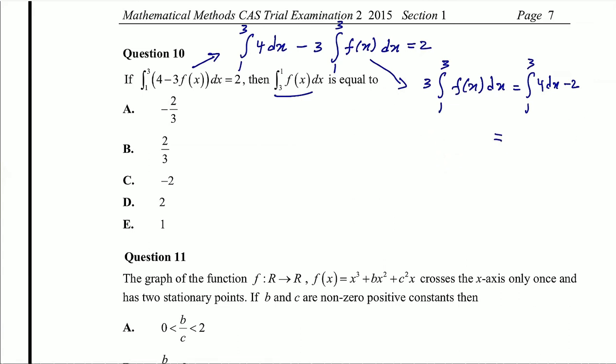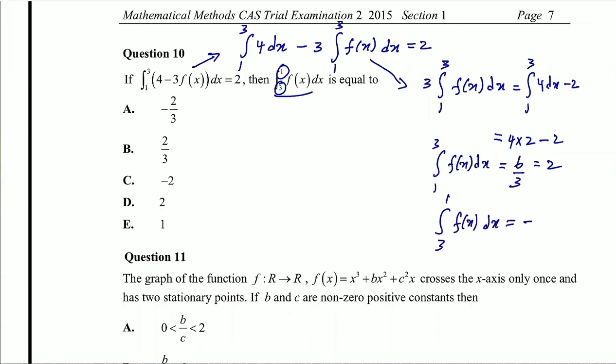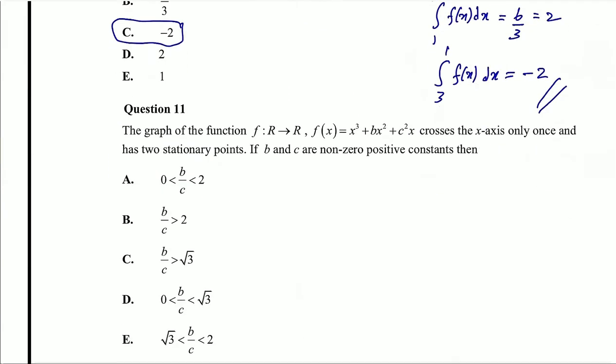So this is going to be 4 times 3 minus 1, 2, minus 2, so it's going to be 6. 6 divided by 3, that's the integral from 1 to 3 of f(x) dx. Then they're asking 3 to 1. You can see the boundaries have changed, so you introduce a minus. So minus 2 is the answer. That's easy.